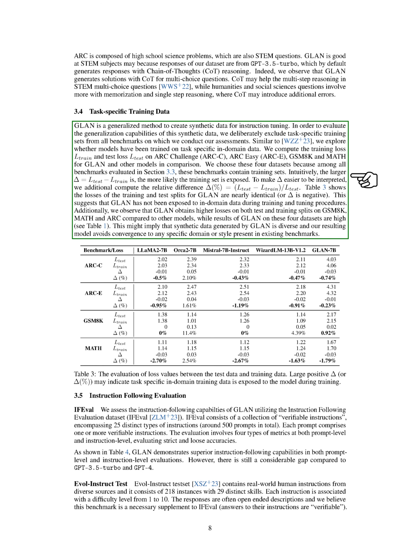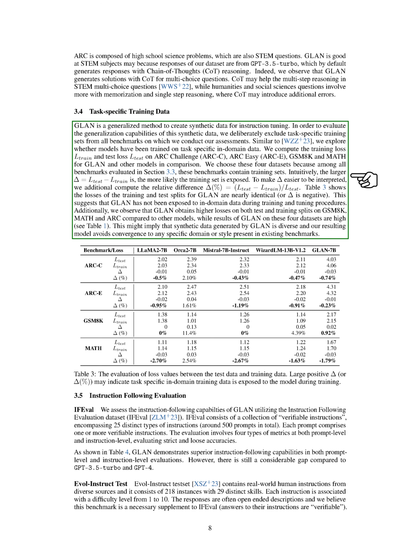Moving on to task-specific training data, GLAN represents a generalized method for creating synthetic data for instruction tuning. To test the generalization capabilities of this synthetic data, we intentionally left out task-specific training sets from all benchmarks in our assessments. Similar to previous studies, we investigated whether models had been trained on task-specific and domain data. We calculated the training loss and test loss on several datasets, including ARC Challenge, ARC Easy, GSM8K, and Math for GLAN and other models for comparison. We chose these datasets because they contain training sets.